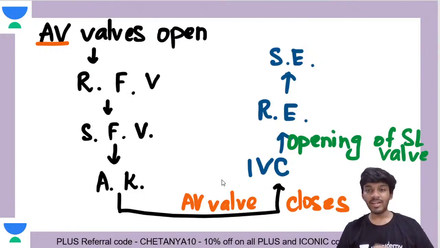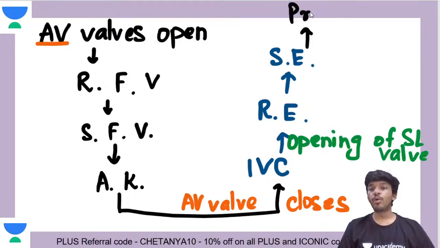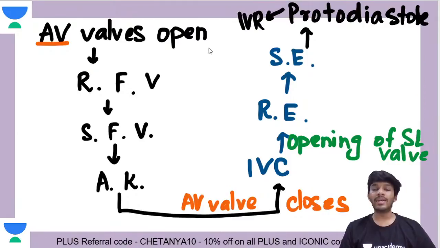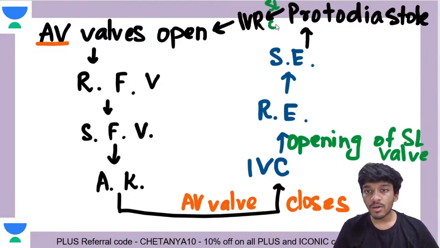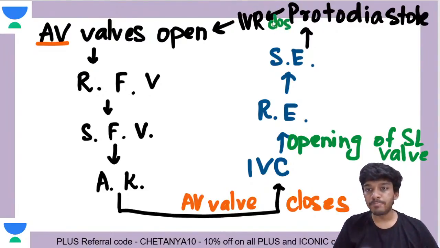So how many phases have we written? We have written six phases, right? So after these six phases, what is going to happen? After slow ejection, you are going to have protodiastole. And at the end of protodiastole, you will have closure of semilunar valves, followed by isovolumetric relaxation, followed by opening of AV valves. So here, the semilunar valves close. I'll write it with protodiastole only.